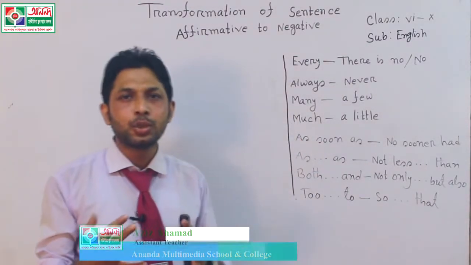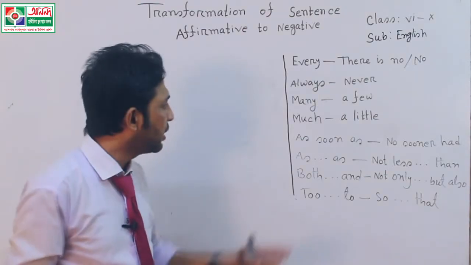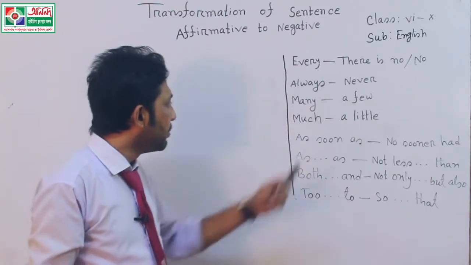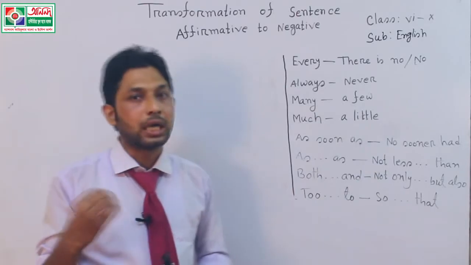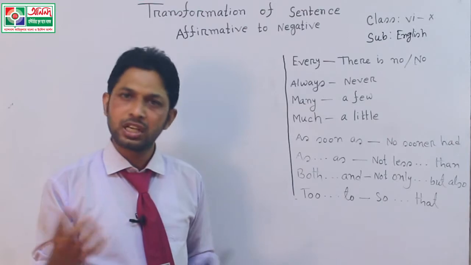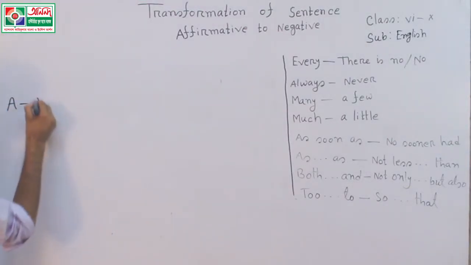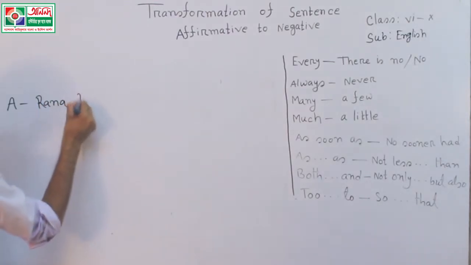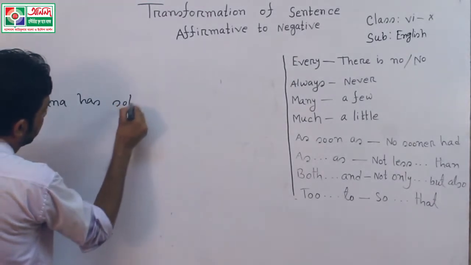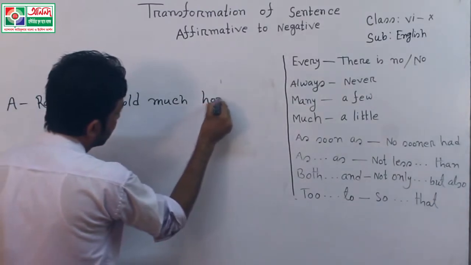Dear learners, actually much and many are the same. I again say much and many are the same, but many is used for countable nouns and much is used for uncountable nouns. That's all. Look at the example. Affirmative. Rana has sold much honey.